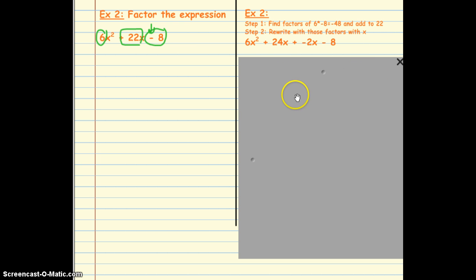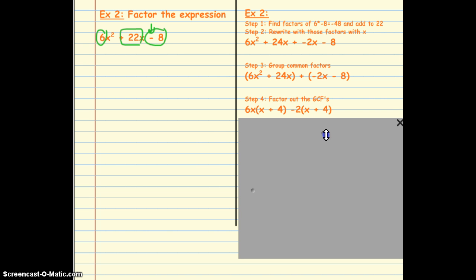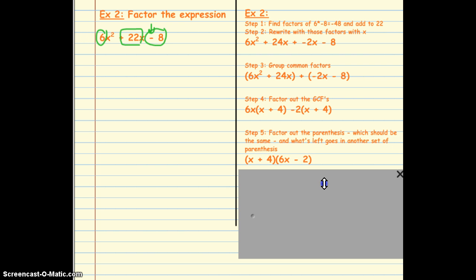So I'm going to rewrite with those factors with the x. The 6x squared stays the same. Instead of 22x, I'm going to put plus 24x plus negative 2x and keep the negative 8. Okay, step 3, group our common factors. And let's go ahead and factor out the GCF. In the first set, I can factor out a 6x, which leaves me x plus 4. And in the second set of parentheses, I can factor out a negative 2, which leaves me with, again, x plus 4. So continuing step 5, to factor out what's in the parentheses, we get x plus 4 and 6x minus 2.